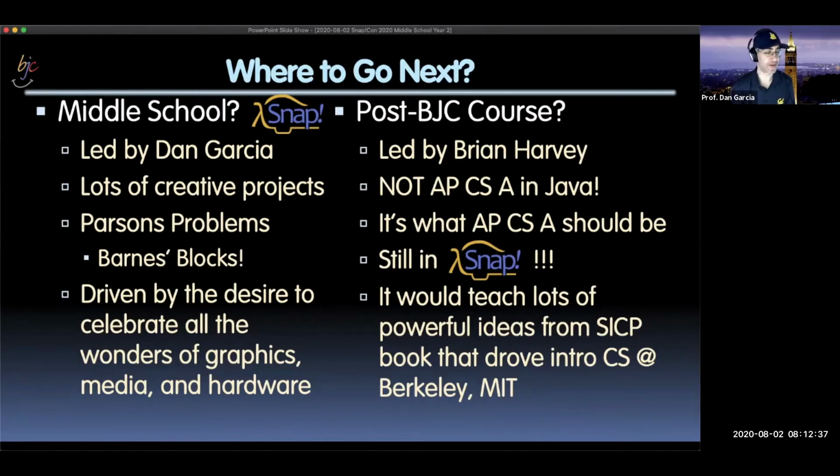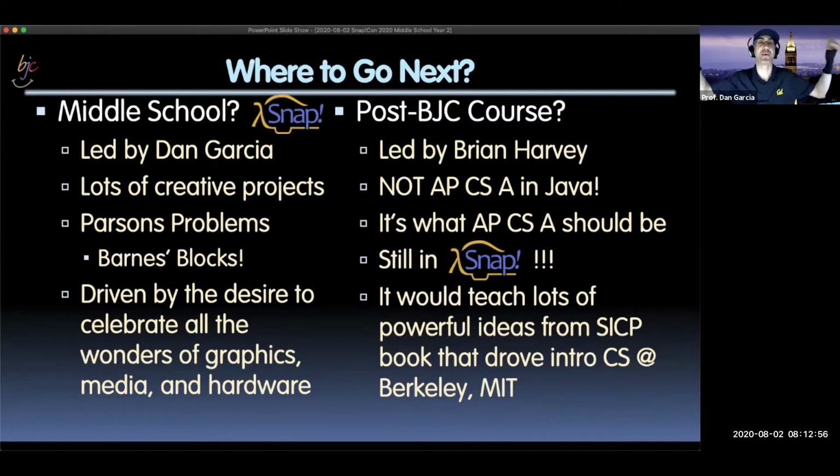And I'll talk about the part on the right before I talk about the part on the left. And I'll even give Brian a chance to chime in. So Brian has really been excited about that. We're thinking about where he might take that course and maybe include getting a grant and bring our EDC team as part of that would be wonderful. It would not be APCSA in Java. It wouldn't even be APCSA. It would be this wonderful freeing thing.